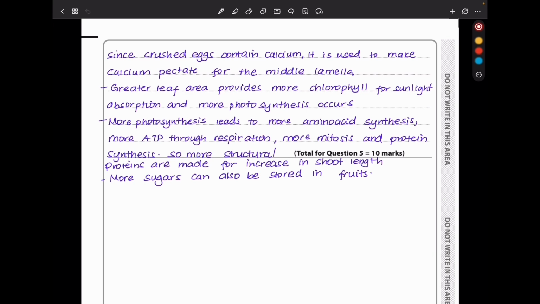More sugars can also be stored in the fruits. This also increases the size. So this brings us to the end of question 5. Let's continue to question 6.